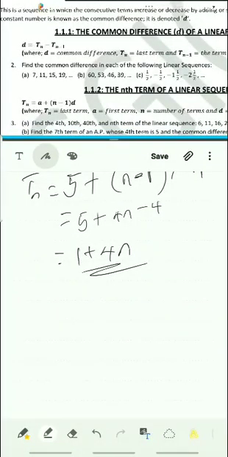The common difference D, just as it has been given to you there.